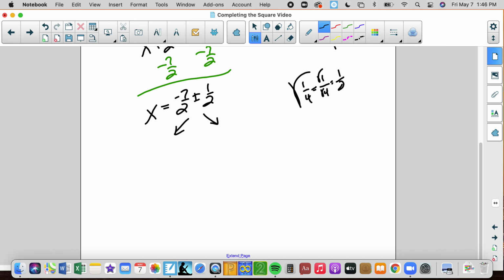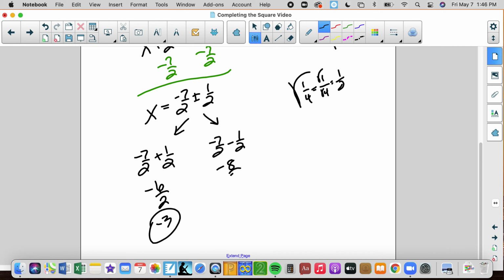Let's do two equations from that. Negative 7 halves plus 1/2. Negative 7 halves minus 1/2. So that gives us negative 6 halves, which is negative 3. This gives us negative 8 halves, which gives us negative 4. So my solution is negative 4, negative 3.